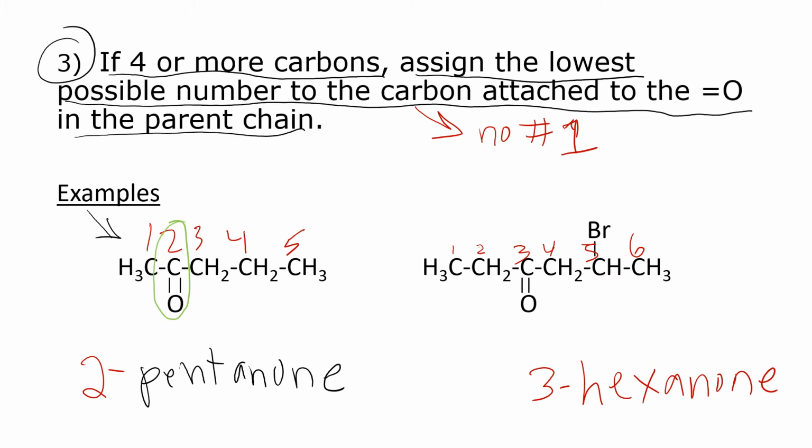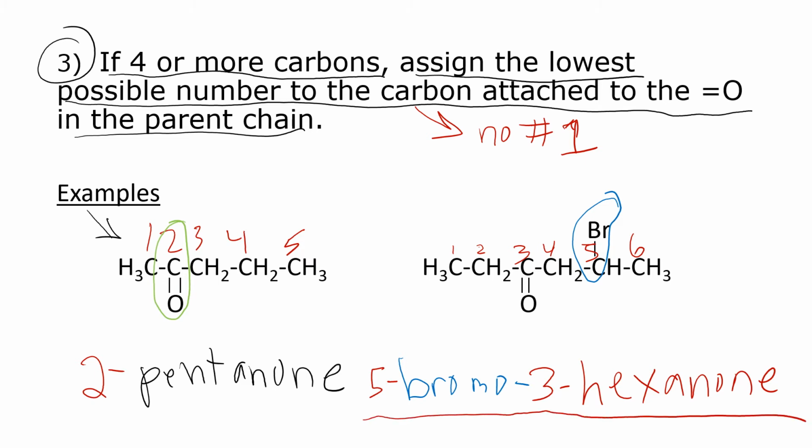Now in this example, we have a group attached at carbon number 5. So we need to name our group, bromo, in front of the parent, and then we put a number 5 to show the location of which carbon our bromo is attached to. So the name of our compound on the right is 5-bromo-3-hexanone.